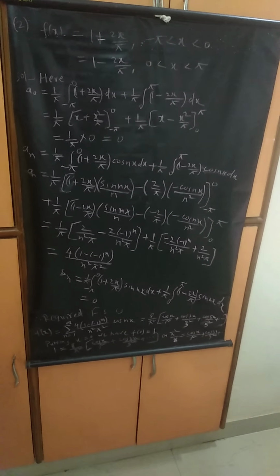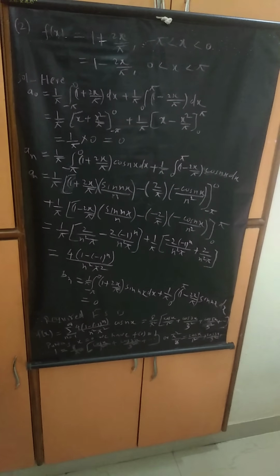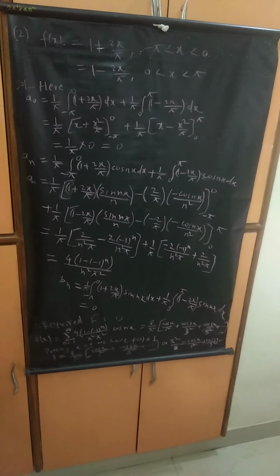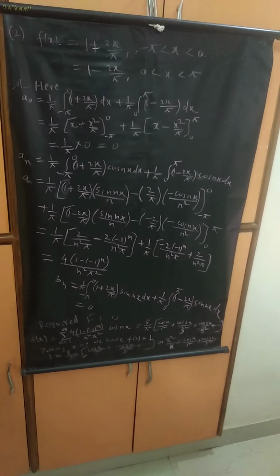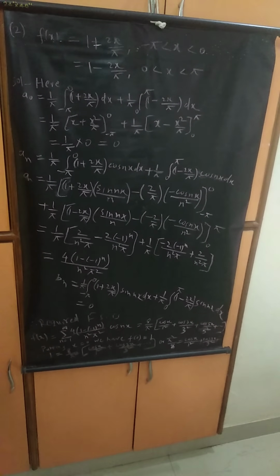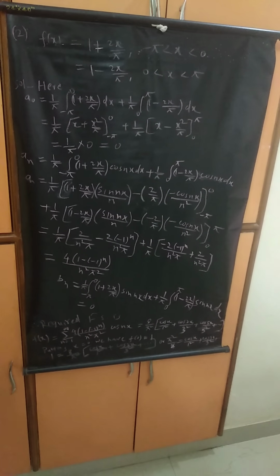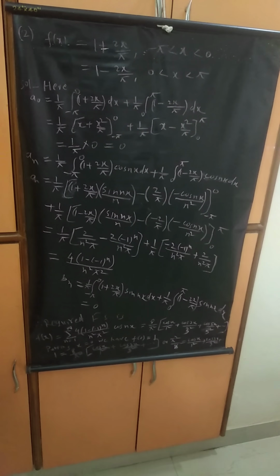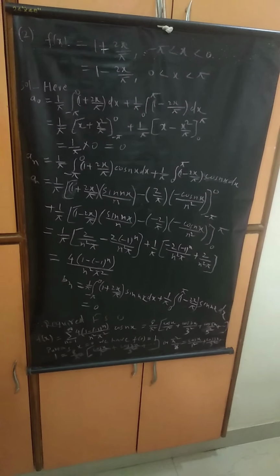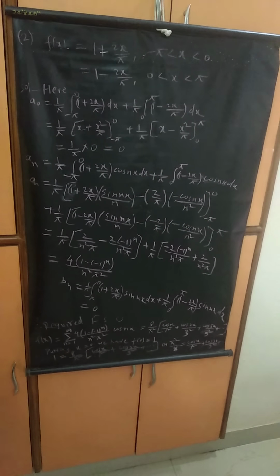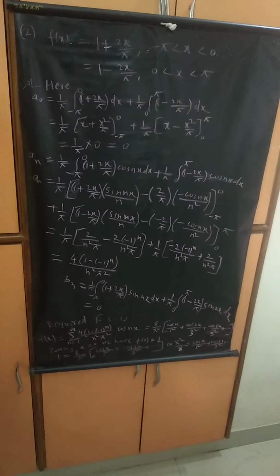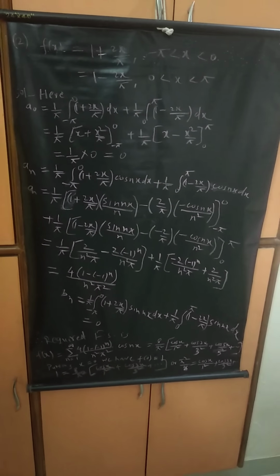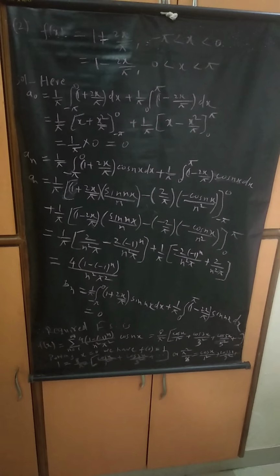Exactly the same way, in the last example, we have seen the value of a naught as 1 upon pi. See, here the interval is changed. It is not 0 to 2 pi. Here it is minus pi to pi. Though the interval is changed, the period remains as 2 pi. And our a naught we write as 1 upon pi integral minus pi to pi f(x) dx.